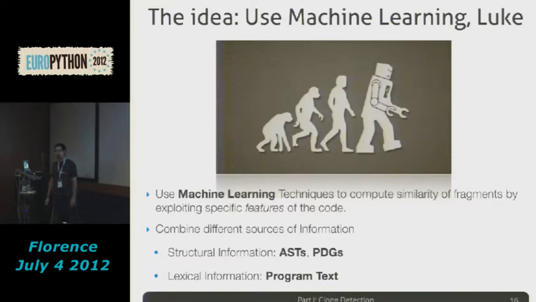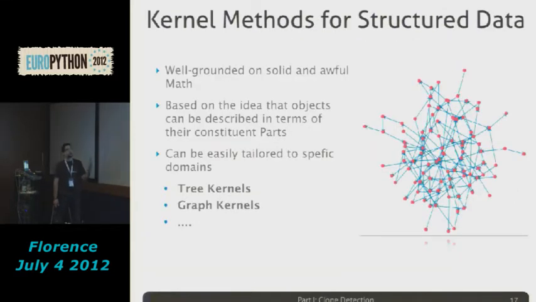And the way to combine them was to exploit the so-called kernel methods for structured data. I'm not going to give you a lot of details, and likely not any mathematical demonstration or proof of their correctness, of their soundness, but if you trust me, such techniques are well grounded and on solid mathematical backgrounds. And the basic idea is that for structured data, the similarity of such objects could be expressed, recursively, in terms of their constituent parts.